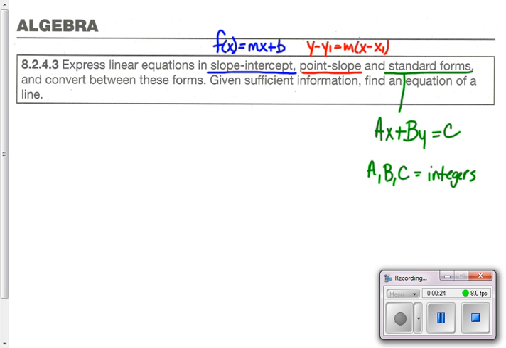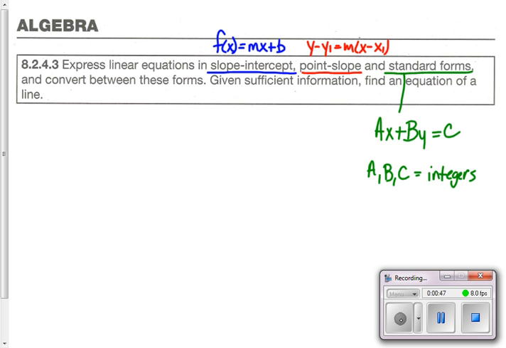And standard form, ax plus by equals c. So you have your x and coefficient listed before y and its coefficient, and then c is the constant. Remember, a, b, and c all have to be integers. Integers are positive, negative, whole numbers. They are not fractions or decimals.